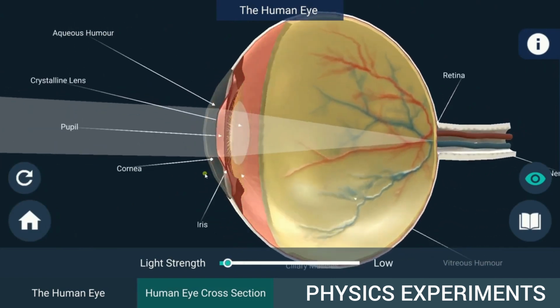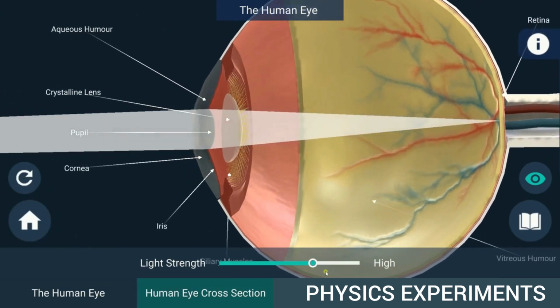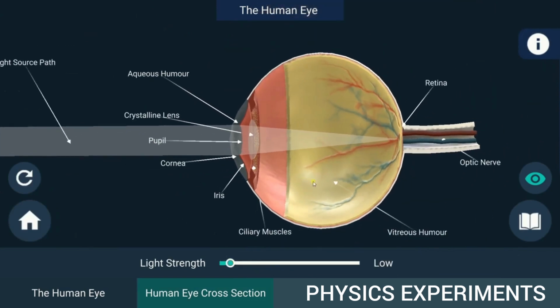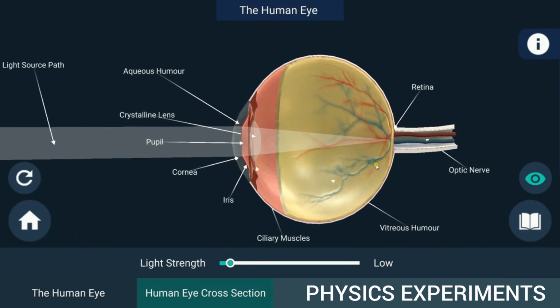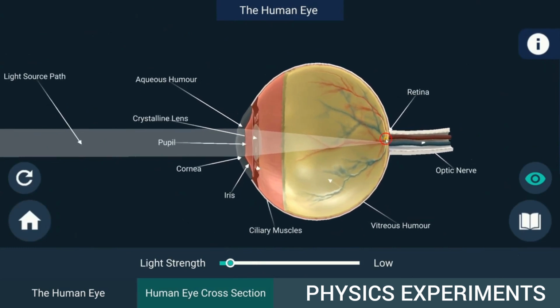The eye lens forms an inverted real image of the object on the retina. The retina is a delicate membrane having enormous number of light-sensitive cells. The light-sensitive cells get activated upon illumination and generate electrical signals.